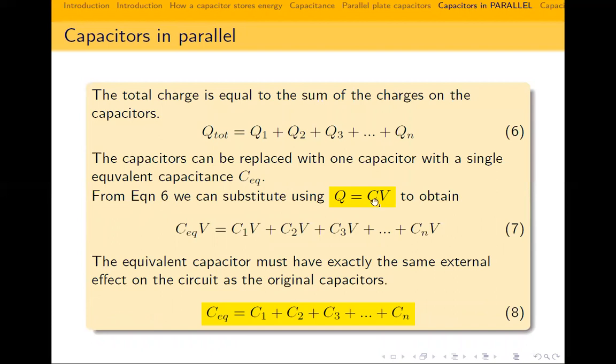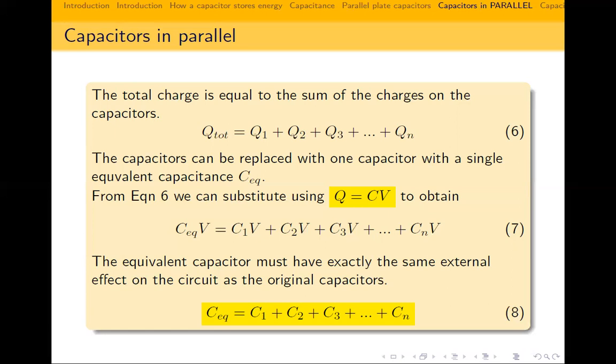So if we replace equation number 6 with Q is equal to CV, we will get the total charge goes with total main voltage is equal to, for Q1, the capacitance C1 times V. Remember here, we are using V throughout because the voltage is the same. So you do the same up to the last capacitor. And of course, since V is constant in all the terms, you can simply factorize V and then it will cancel out.